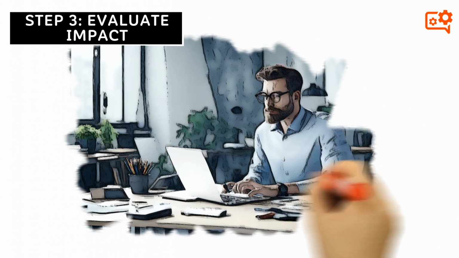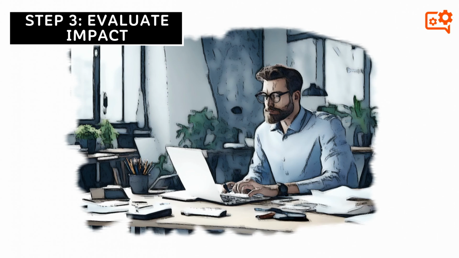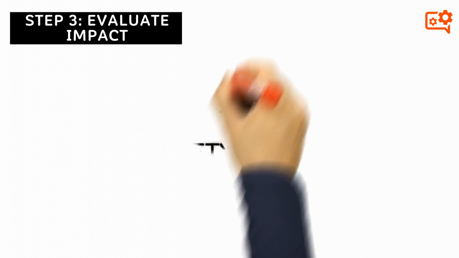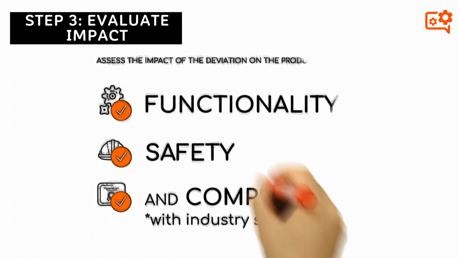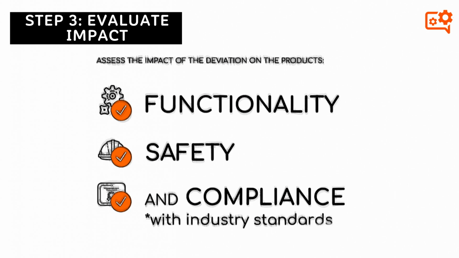Step 3. Evaluate impact. Imagine you're an automotive engineer, assessing how a change in engine components affects overall performance. In the supplier deviation request process, you assess the impact of the deviation on the product's functionality, safety, and compliance with industry standards.